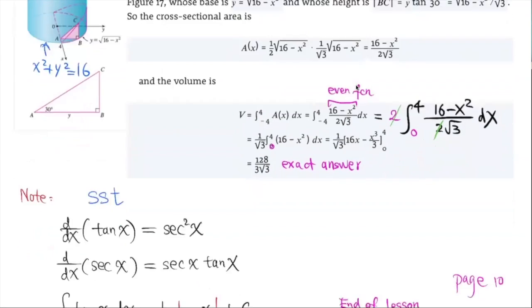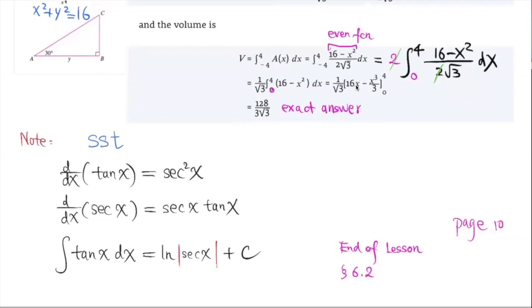Now, finally, to help with the homework, I put down this formula. The derivative of tangent x is secant squared of x. The derivative of secant x is secant x times tangent x. Remember our trick, the SST. The antiderivative of tangent x is ln of the absolute value of secant x. So we covered this long ago in class. I just put them down here to refresh your memory, and those will be helpful when you do your homework. Okay, so that's the end of our lesson today.